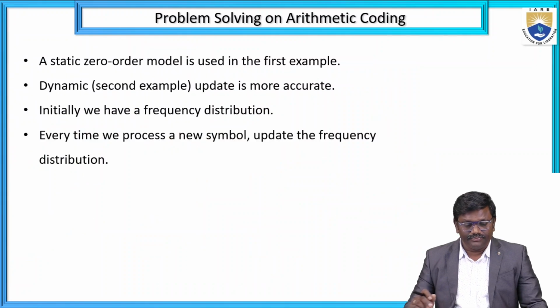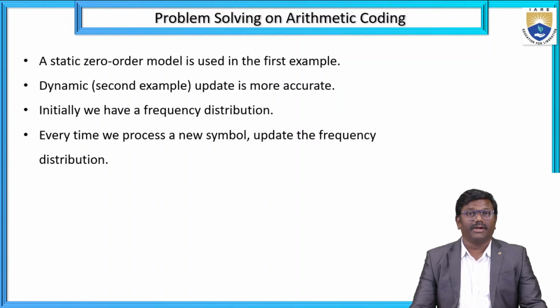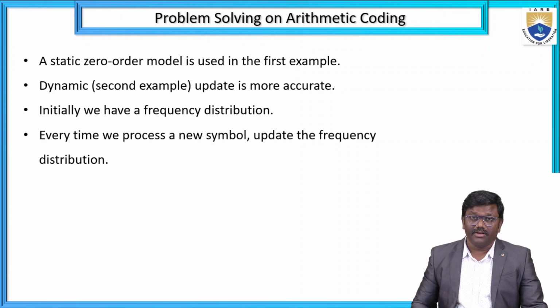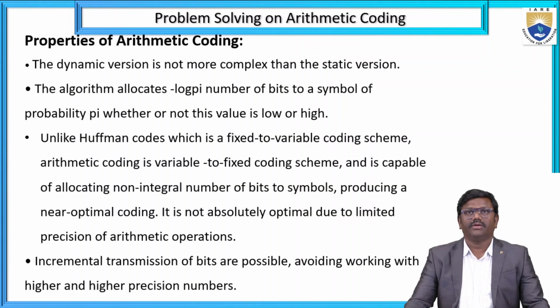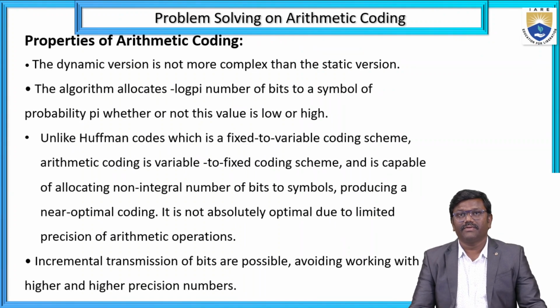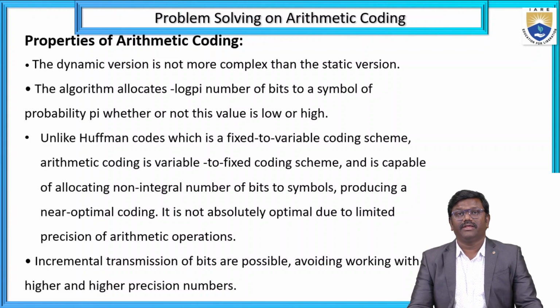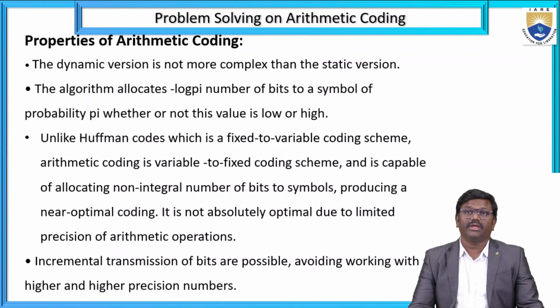Next, a static zero-order model is used in the first example. The dynamic one, which is the second example, updates and is more accurate. Initially we have a frequency distribution, but every time we process a new symbol, we update the frequency distribution, which we observed from the arithmetic encoding. So let us see the practice of arithmetic coding that we follow for solving simple problems. The first point is that the dynamic version is not more complex than the static version.